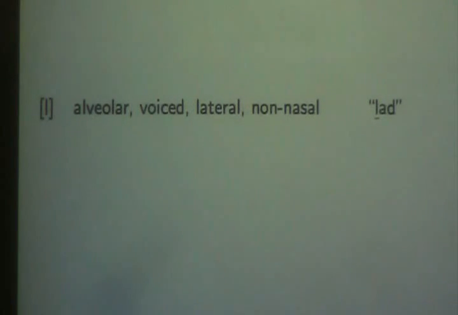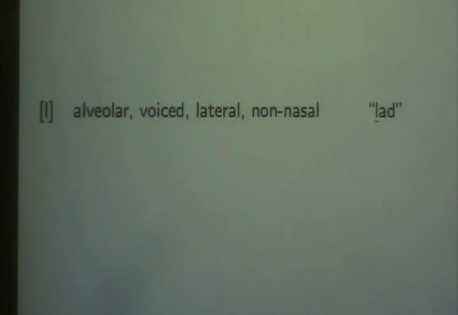It's the sound la. And here's how it's pronounced. It's exactly like da. The tip of the tongue comes up to the alveolar ridge and closes there, touches the alveolar ridge. The nasal passage is closed off. This is non-nasal. It is voiced, so it's just like da. Except for da, the sides of the tongue are cupped up so that there's a complete closure along the hard palate. Whereas for la, the sides of the tongue are left down.